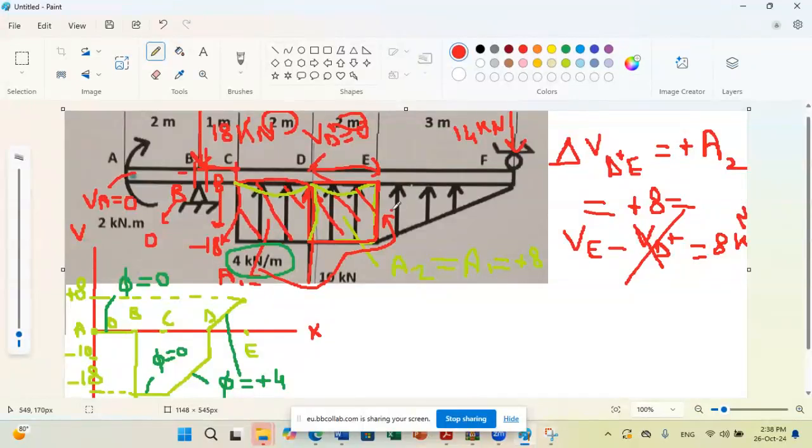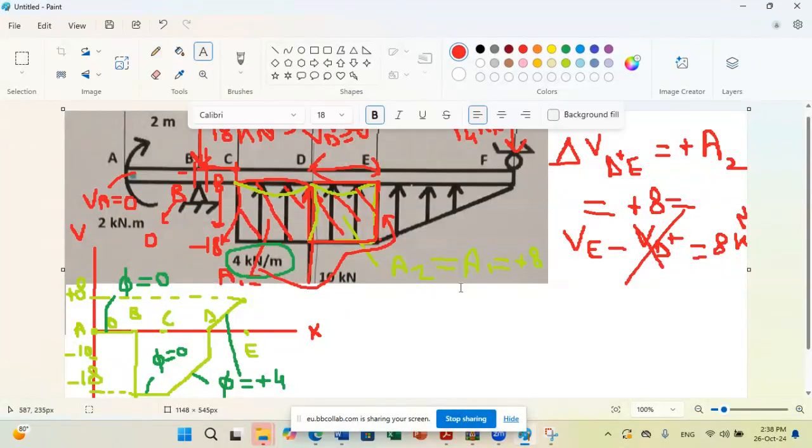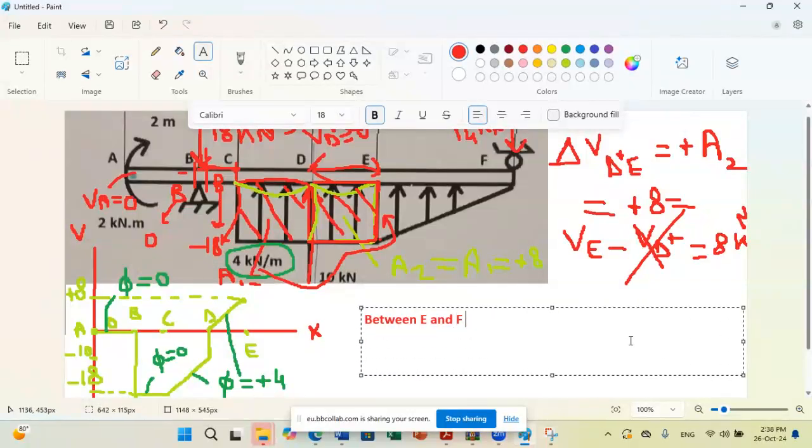Now, we still have the last part. The last part is the triangular load. Okay? You know that between E and F, what can we write? We can write between E and F, the distributed load is linear.